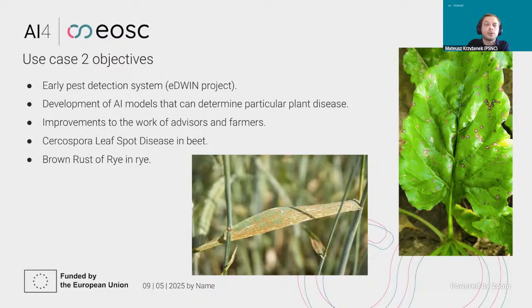When encountering a potential outbreak of brown rust on rye crops or Cercospora on beet crops, an advisor or farmer can take a photo and then send it to an AI model, which will assess the likelihood that it is one or the other disease. The feedback can be valuable and be a good validation of the advisor's work.